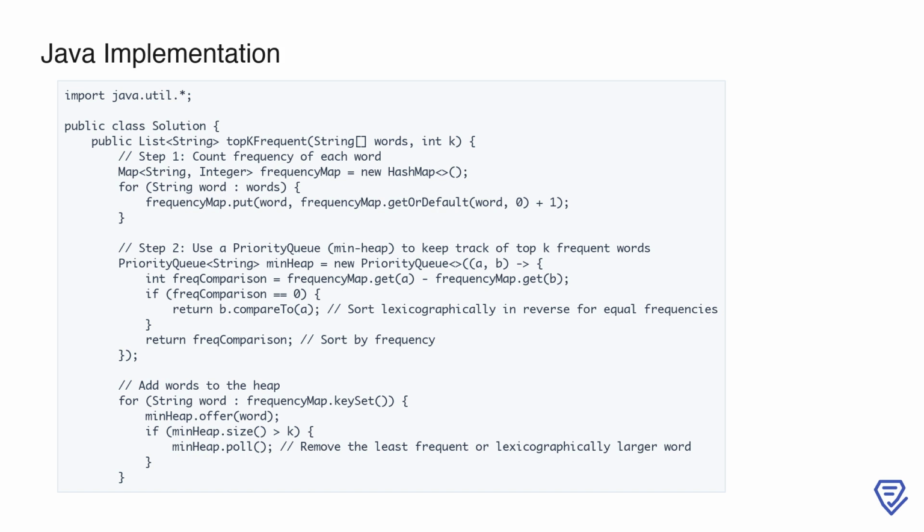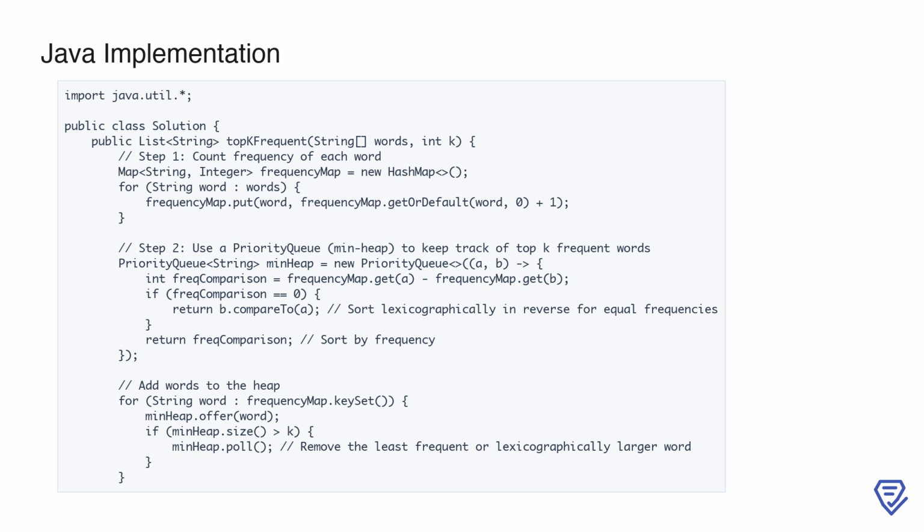To populate the map, we iterate over the input array and use the getOrDefault method to increment the count for each word. Once we have the frequency map, we move on to the next step, which is to maintain the top k frequent words using a priority queue, implemented as a min heap. The comparator for the heap sorts words first by their frequency in ascending order. If two words have the same frequency, they are sorted lexicographically in reverse order, meaning lexicographically larger words will come first. This ensures that when the heap exceeds size k, the least frequent or lexicographically larger word is removed.